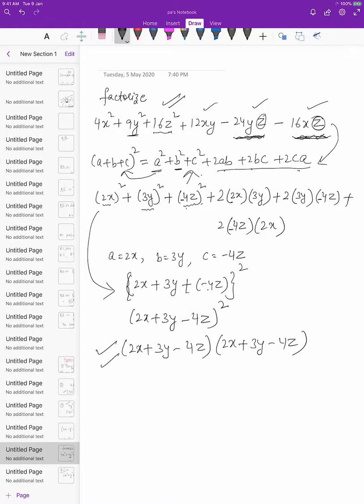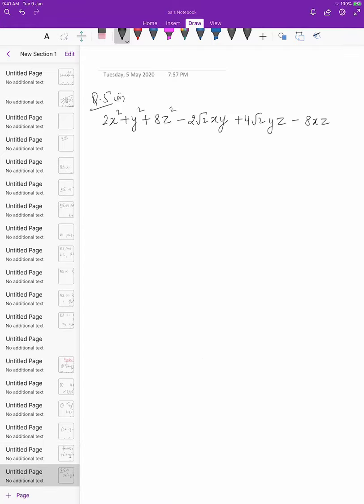Okay. Now let's do one more question from your NCERT book. This is question number 5, second part. The moment you see there are so many terms, you can immediately come to know that we are going to use the identity (A plus B plus C) whole square. But for that, we first have to arrange the pattern according to the identity.